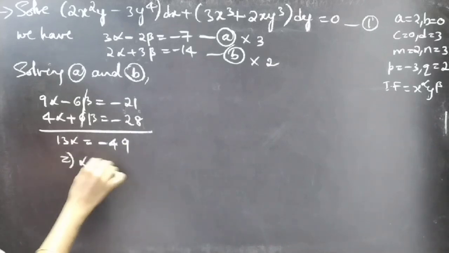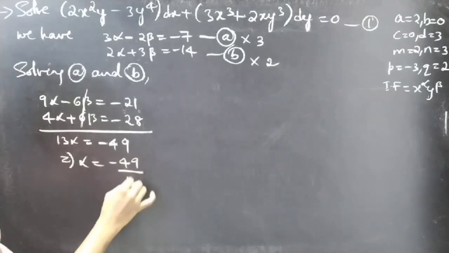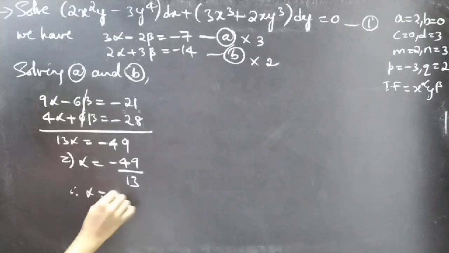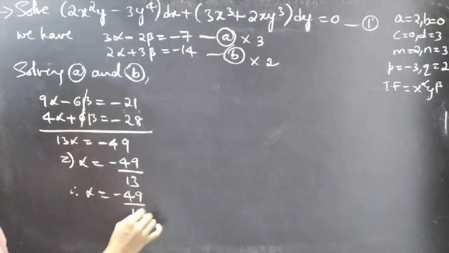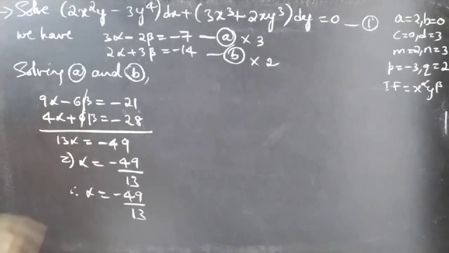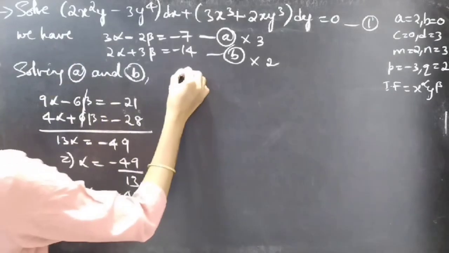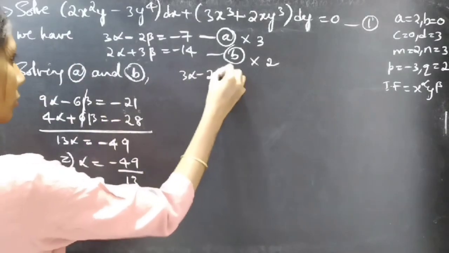From this we'll get alpha equal to minus 49 by 13, right? Therefore alpha equal to minus 49 by 13. Now put this alpha value in any of these two equations. So let's begin with the first one. I'll show you for the two equations.